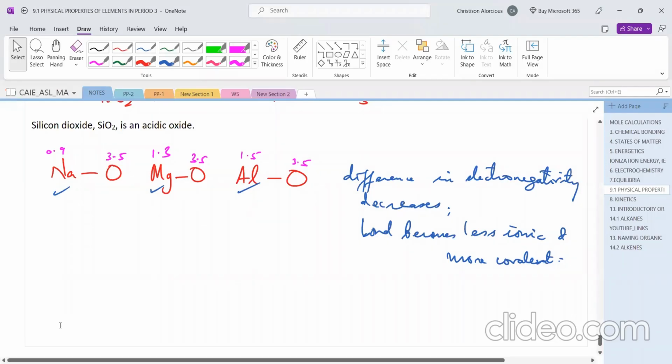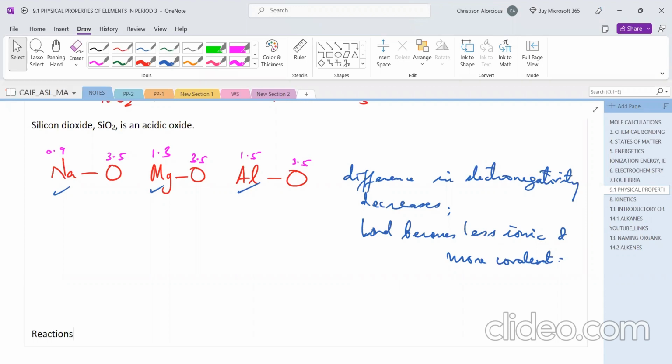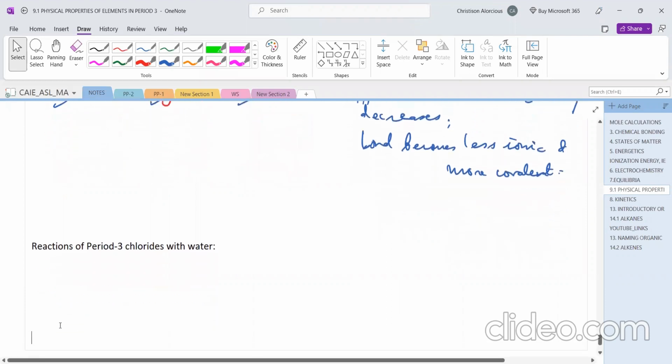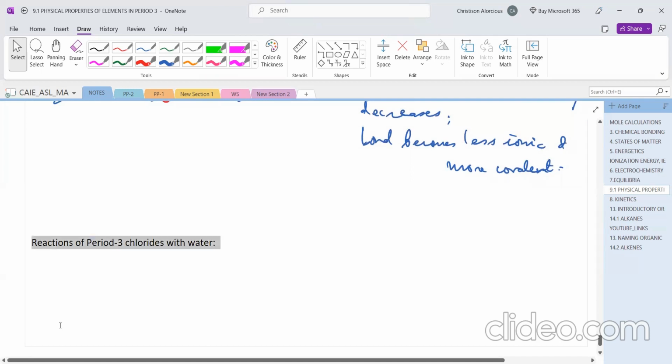Hello, welcome to this next lecture in this series, the reactions of period 3 elements. And this is a pretty big one because there is quite a bit of chemistry to be studied in this, which is the reactions of period 3 chlorides. Okay, period 3 chlorides with water.